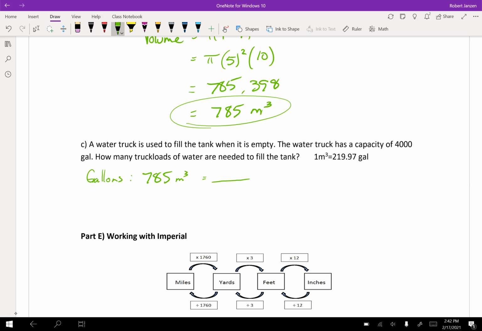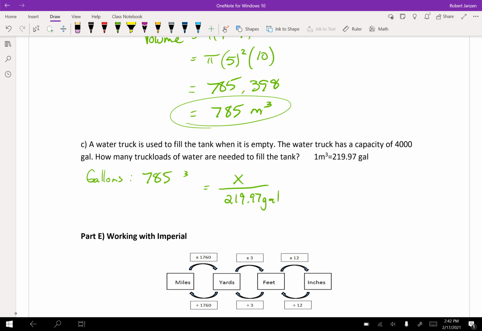Okay, so what we need to do here is do a ratio. I know that 1 meter cubed is 219.97 gallons. And so I want to know, how do these compare? If I have 785 meters compared to 1, then how many gallons is that compared to 219?